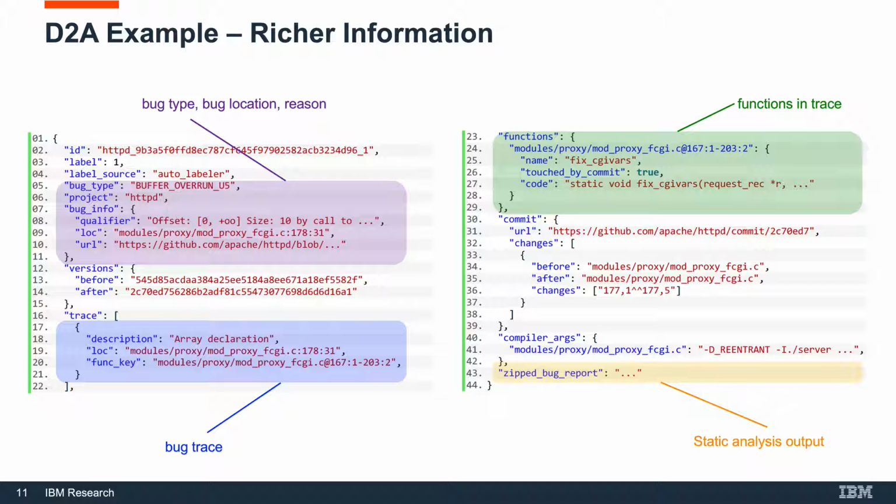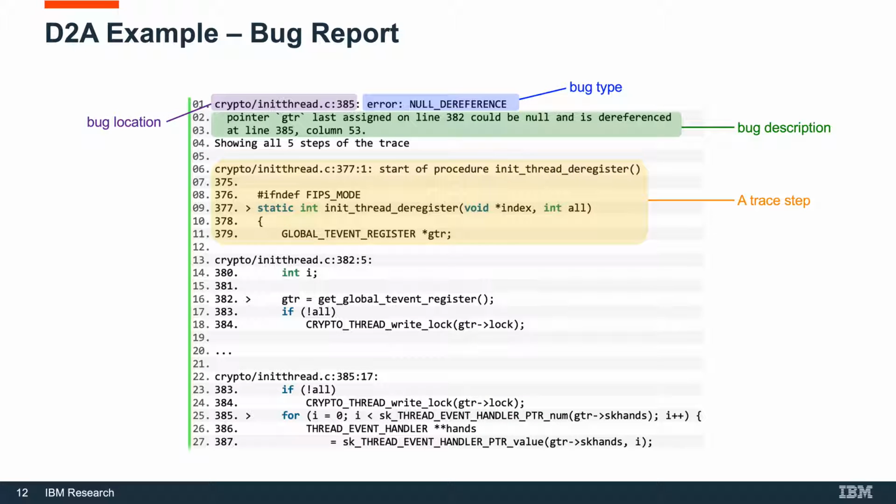Here is a D2A example. We have label, bug type, bug location, bug description. We also have the bug trace, but here I only showed one step in the trace. Then we extract all the functions that appear in the trace. Finally, we save the static analysis output or bug report, which we will use to train the false positive reduction model. Here is an example of the bug report from Infer. As you can see, it contains bug location, bug type, description, and a list of steps in the bug trace.